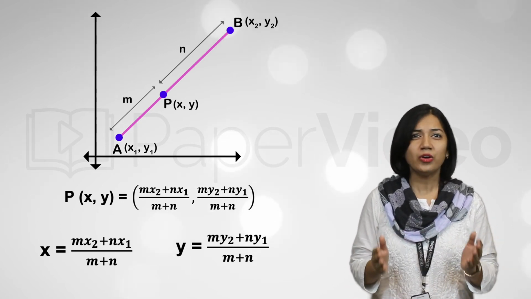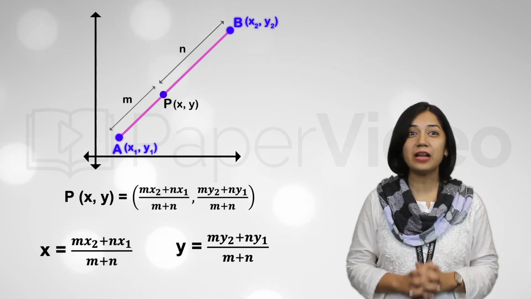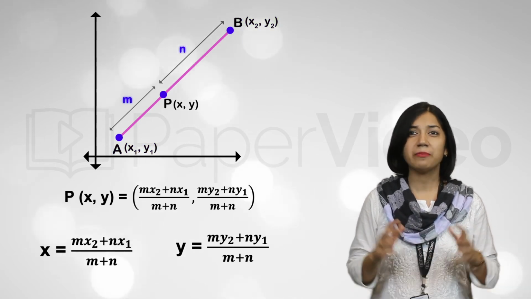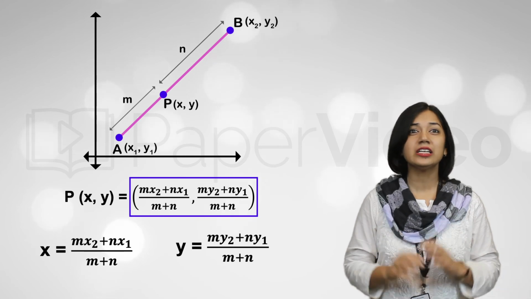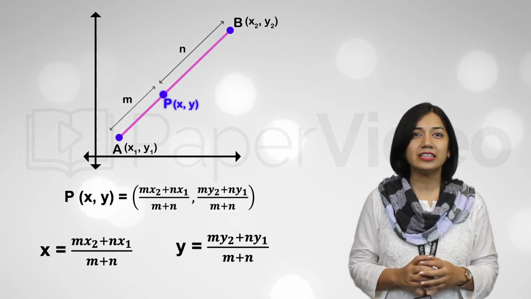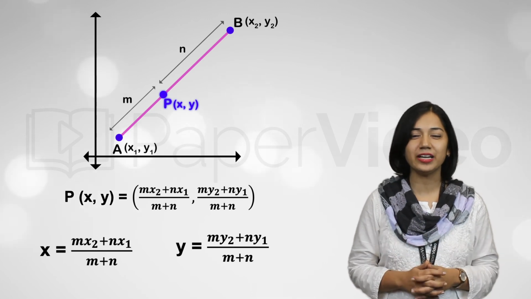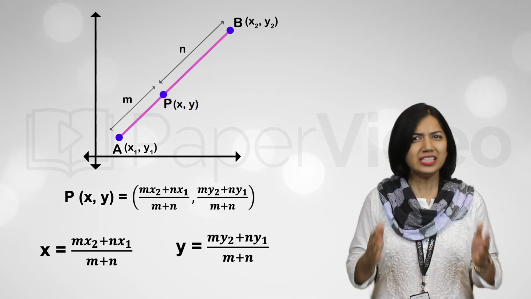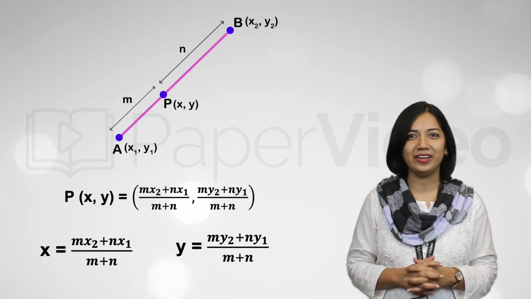All we need to know is the coordinates of the endpoints and the ratio. And by feeding in their values in this formula, we can find the coordinates of the point that is dividing the line segment in the given ratio. This is known as the section formula.